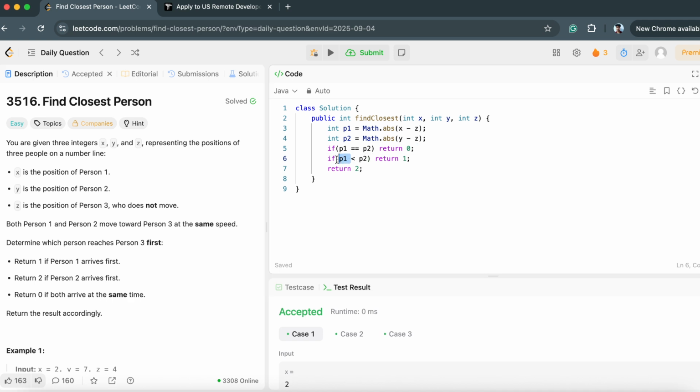If p1 reaches first, that means p1 should be less than p2, then we have to return 1. That is for person 1, when it reaches first, we return 1. If p2 reaches first, then we have to return 2. Yes, it is really straightforward, and we can write the code in this fashion as well. Okay, so that's all from this particular question.